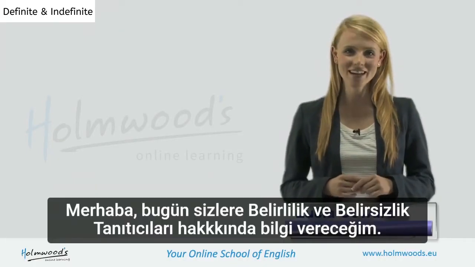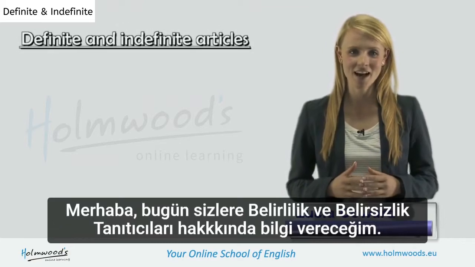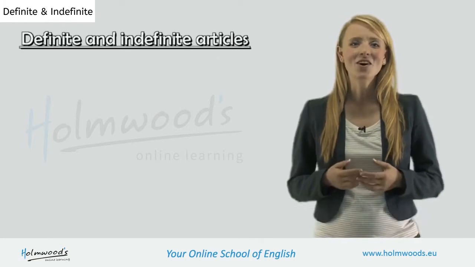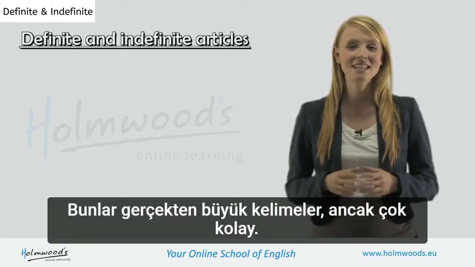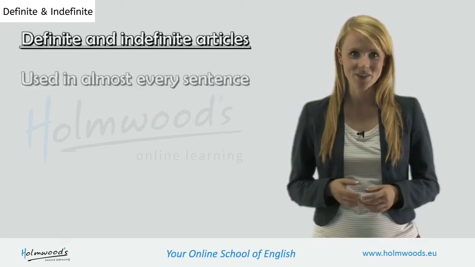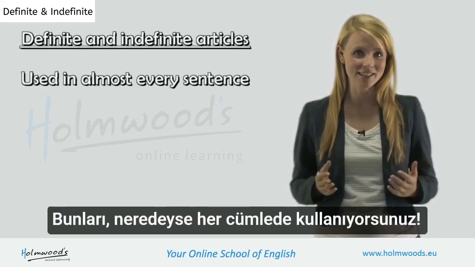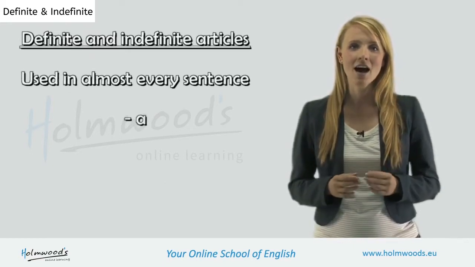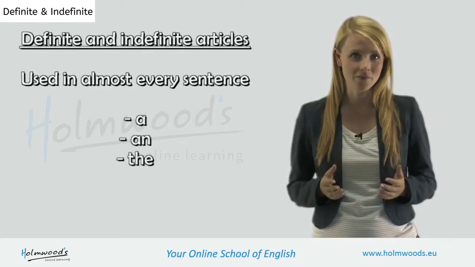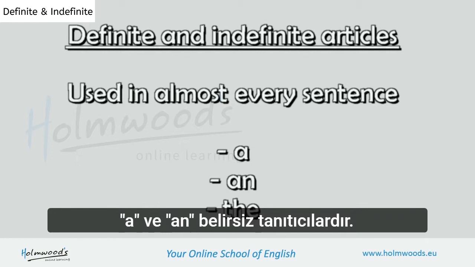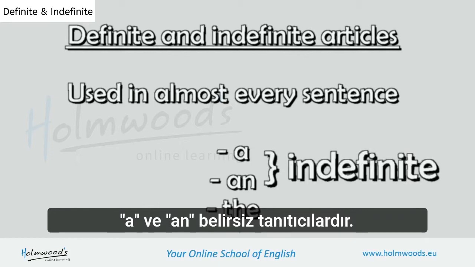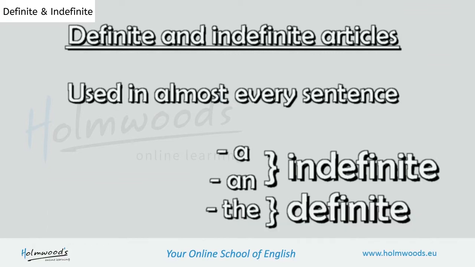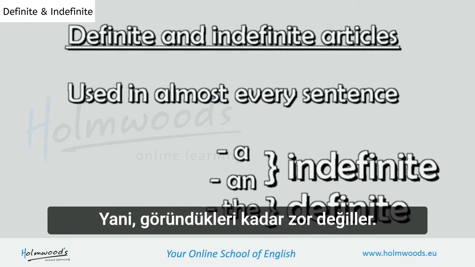Hi, today I'm going to tell you about definite and indefinite articles. What? Those are really big words, but it is actually very easy. You use them in almost every sentence. The articles are a, an, and the. A and an are the indefinite articles, and the is the definite article. So they are not as difficult as they sound.